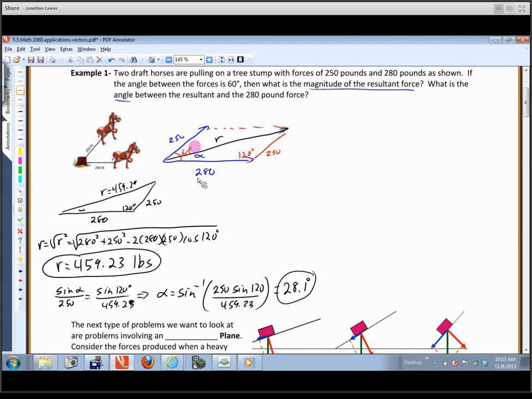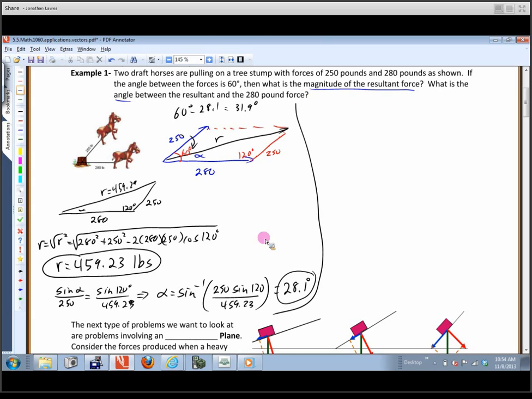What if we wanted the angle between the 250-pound force and the resultant? Well, that's pretty easy, because if you know the whole thing is 60 and you know one of them is 28.1, we just do 60 degrees minus 28.1, and we'd have the answer for that one. It's a little bit further away from that, so that would be 31.9 degrees. So a little further away from the 250-pound force because it wasn't pulling as hard. So that's a really interesting application of vectors, and in this case, an application of the law of cosines.